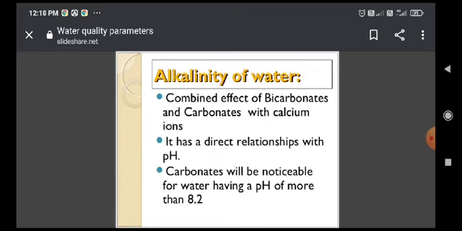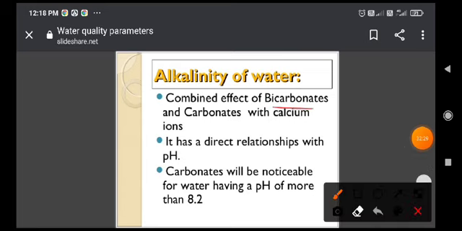What about the next chemical factor? That is alkalinity. It is the combination of bicarbonates as well as carbonates when they are mixed with calcium ions. So it is simply called alkalinity. It has a relationship with the pH: acidic pH, neutral pH as well as basic pH.